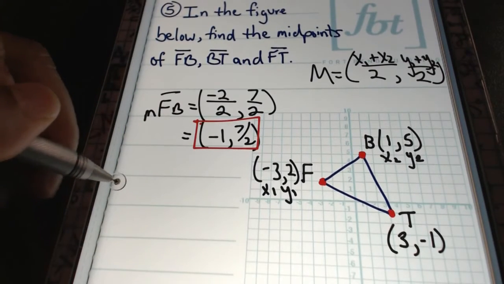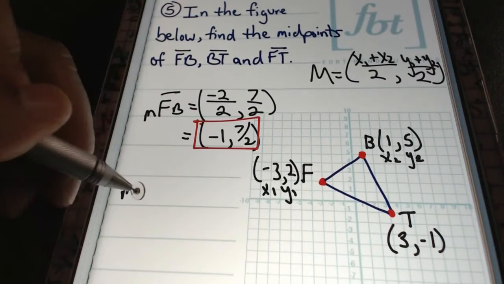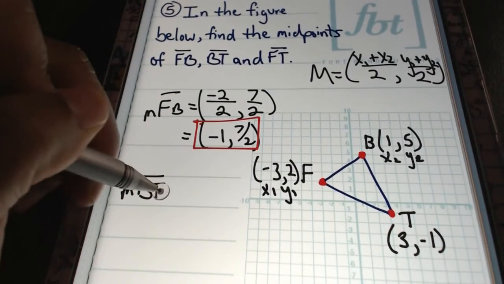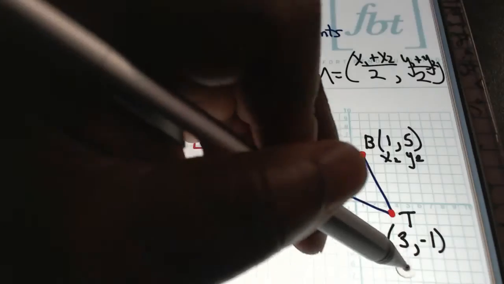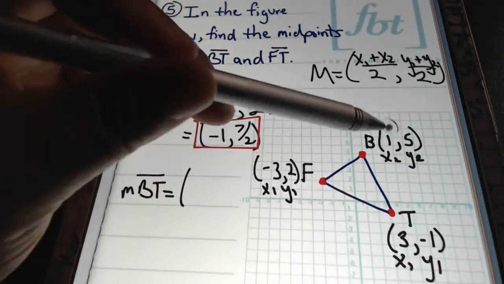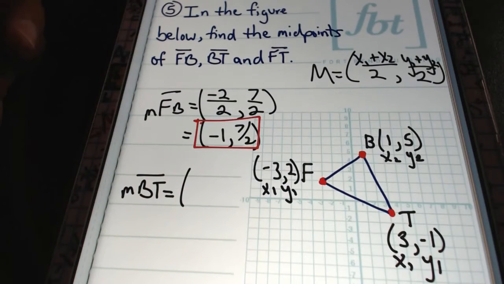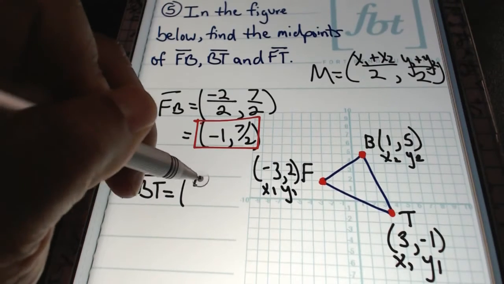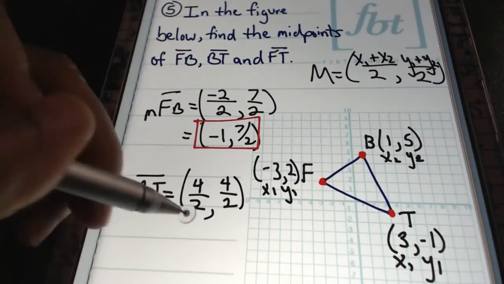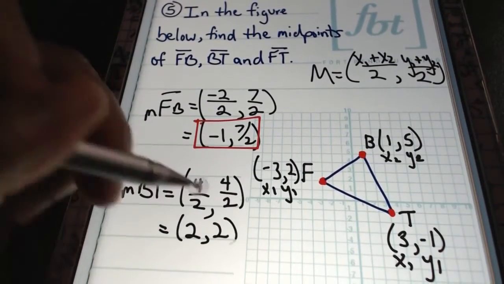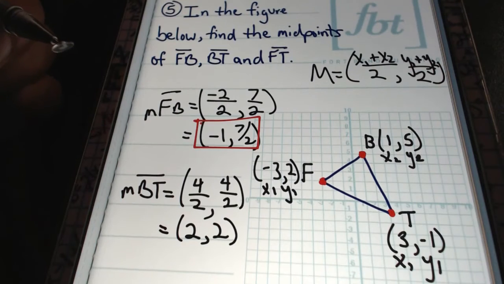Let's continue on. We're looking at the midpoint for segment BT now. The process remains the same. We'll label this as x1 and y1. If we combine the x values between B and T, you'll end up with 3 plus 1, which gives you 4 divided by 2. Then combining the y values, you'll end up with 4 divided by 2. Simplifying this, you'll end up with a midpoint for segment BT that is 2.